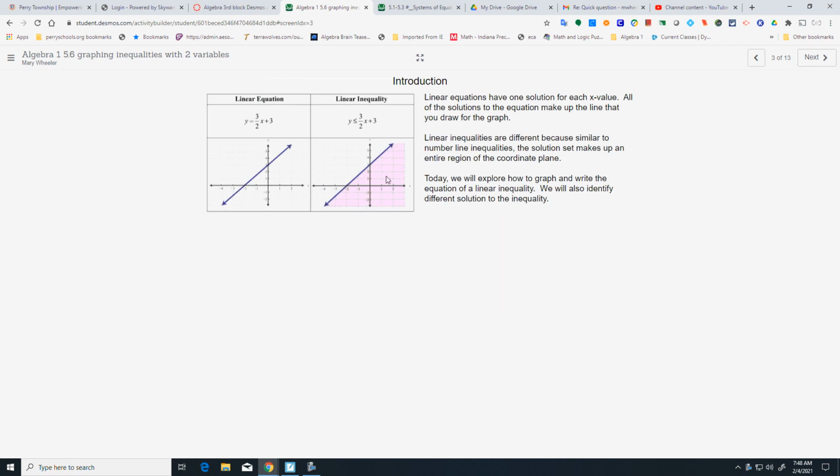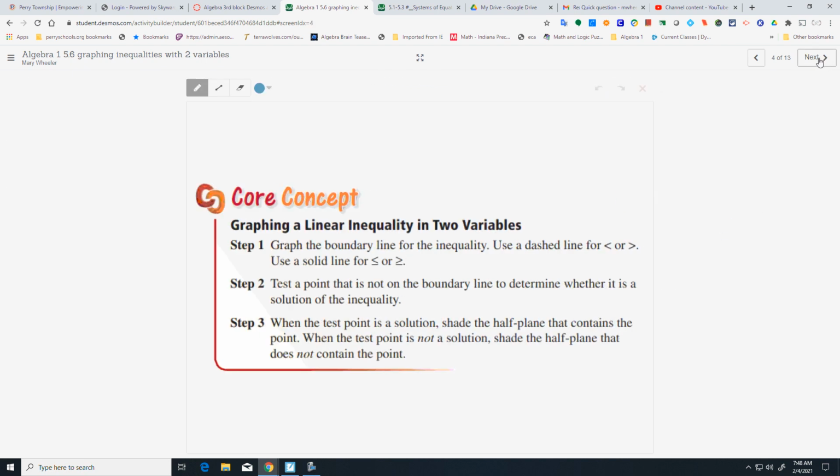So, the difference between a linear line and a linear inequality. The linear inequality is shaded. Anything that is shaded is a solution. You might want to hit pause and read that on your own. I'm going to actually cross off a couple of the steps here. Step 2, I'm going to show you a different way of doing this.